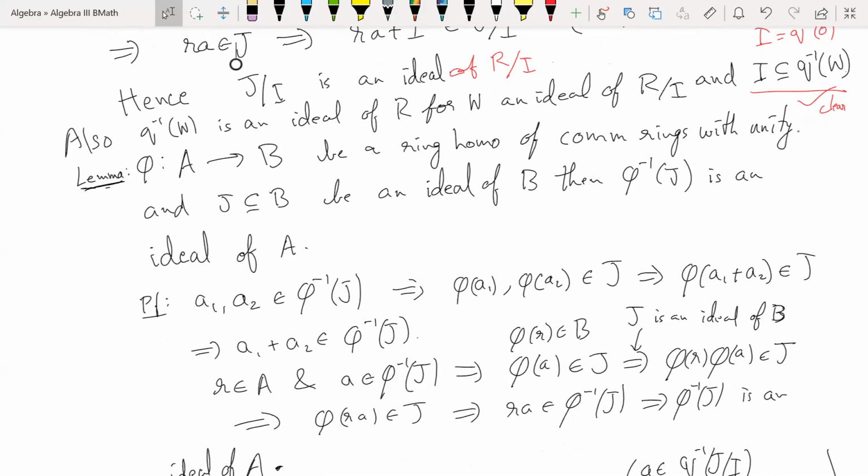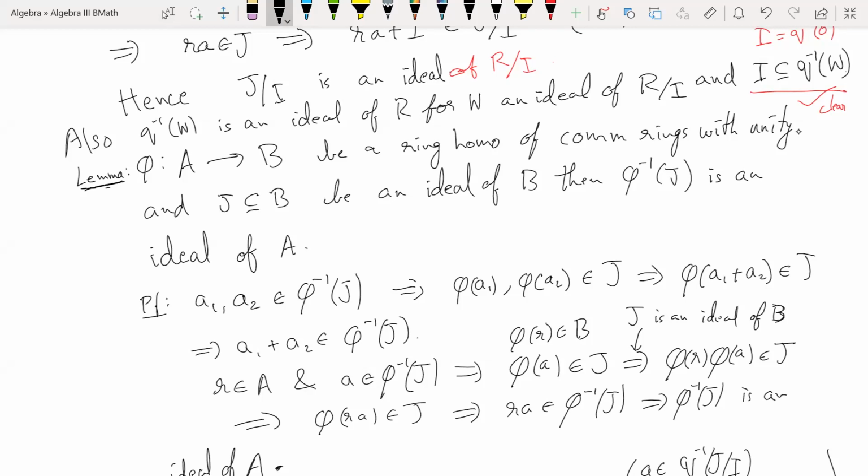Then if r is in A, then of course phi(r) is in B, because phi is a map from A to B. So phi(r) is in B, and a is in phi inverse of J. That tells you that phi(a) is not just an arbitrary element of B, it lands in the ideal J. But J is an ideal of B, so phi(r) times phi(a) is in the ideal J.